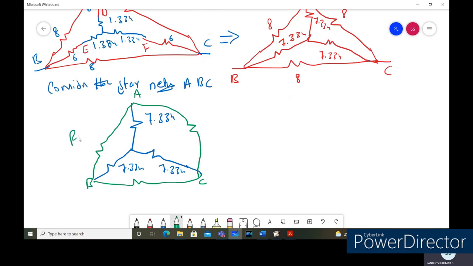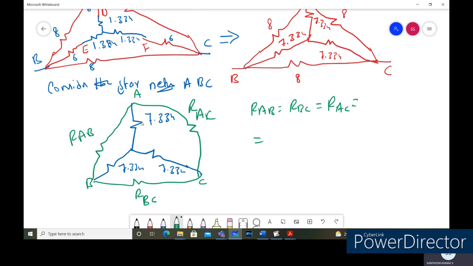So this value is nothing but RAB, this is RAC, and this is RBC. Let us find the value for RAB, which is also the same as RBC, and this is also equal to RAC, because all the values are the same. So we'll find that out.